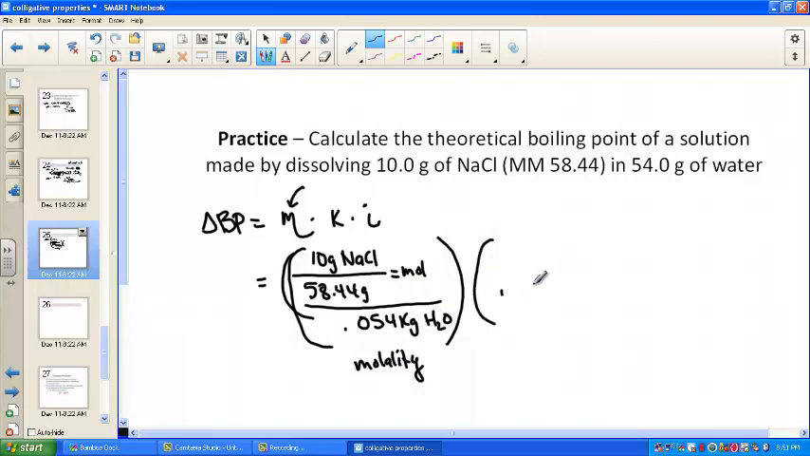The boiling point constant for the elevation of water, 0.512 degrees Celsius molal. And let's see, Van Hoff factor of sodium chloride, 1 sodium, 1 chloride, gives me 2 total particles. How much is the boiling point going to raise?